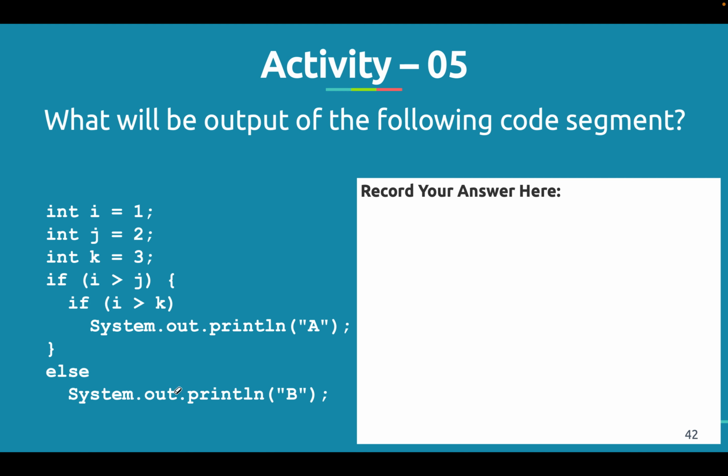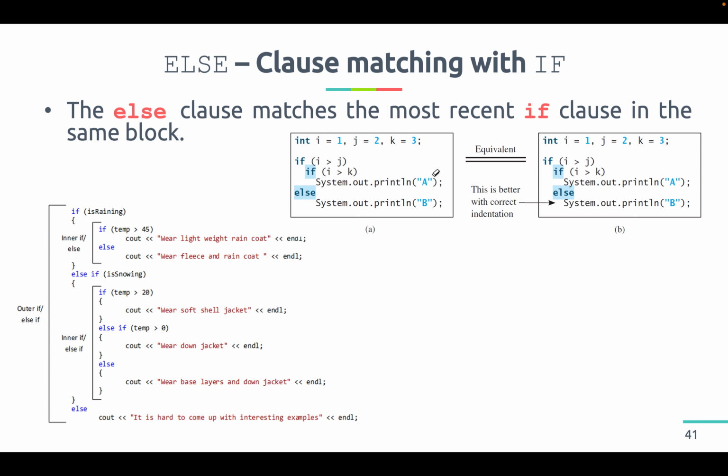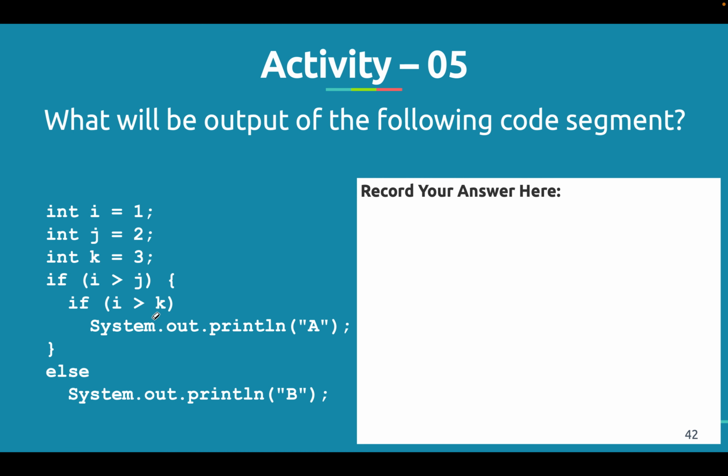So this example just shows you that if we add the curly braces, this else will belong to this if. If we don't add these curly braces, the else will belong to the closest if. So you can try it out and record your answer. You can use NetBeans to double check. It will give you the same result.